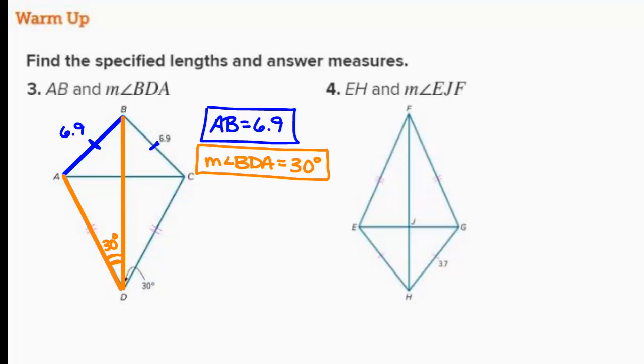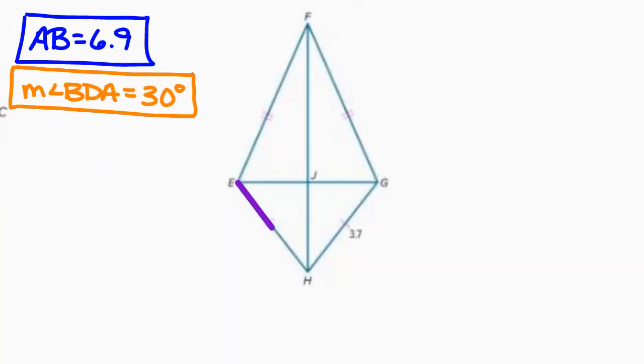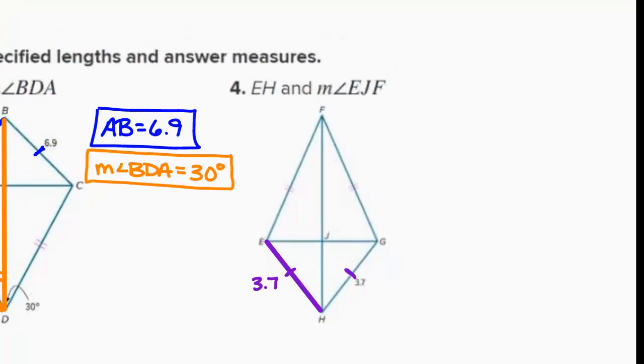Moving over to our second kite in number 4, what would the measurement of segment EH be? 3.7, absolutely correct. We have congruence marks on EH and GH, so EH is the same measurement.